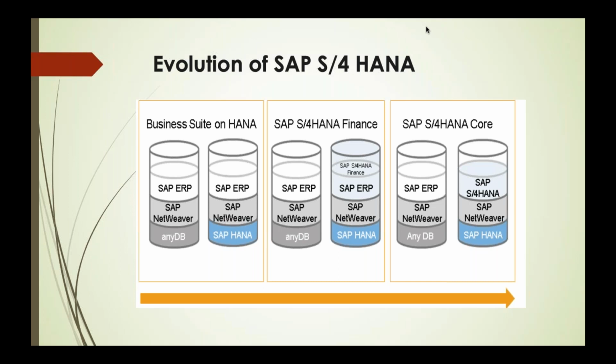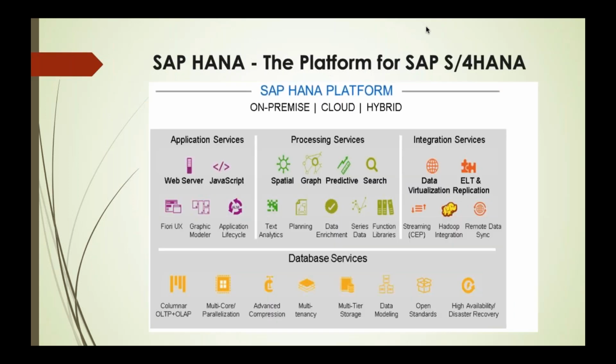Now with HANA, because of the RAM in-memory database, the data is stored in memory, so we don't have to separately load the data into the extractor. OLTP and OLAP are combined into a single environment with HANA. That's the biggest advantage. Because of this, whenever you go to your Fiori apps, you are able to pull down the analytics in a much faster way.